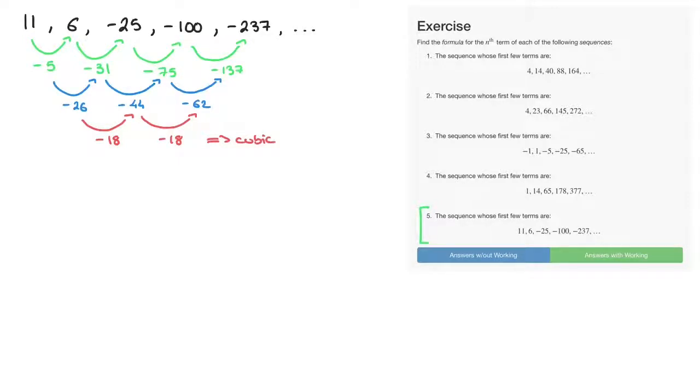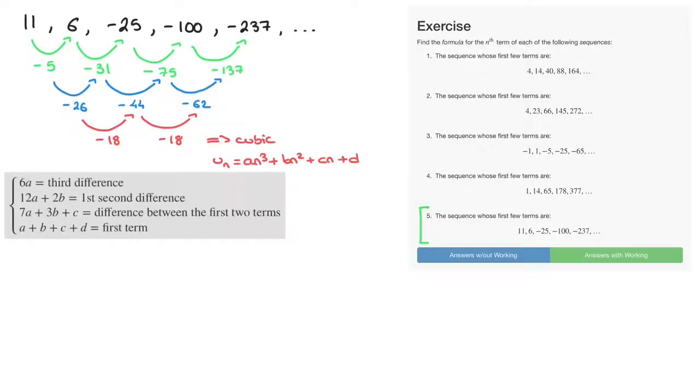sequence. And because it's a cubic sequence, it must have a formula looking like un equals an cubed plus bn squared plus cn plus d. So our job now is to find each of the four coefficients a, b, c, and d. And to do that, we need to use the four equations that we use for cubic sequences.